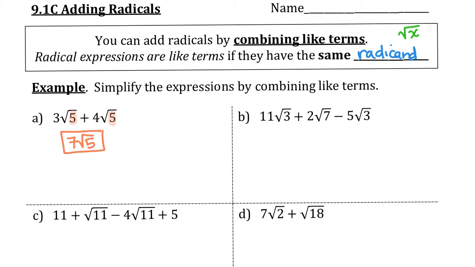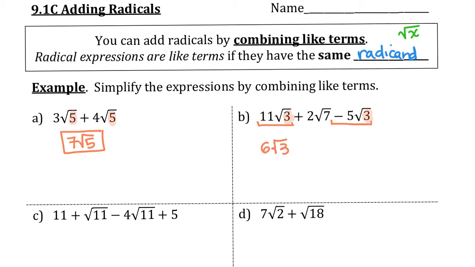Okay, let's go ahead and look at B. It's 11 root 3 plus 2 root 7 minus 5 root 3. The first radicand is the 3, the root 3. This is root 7. Here's another root 3. So those are my like terms right there, the ones that have the root 3s. So I have 11 root 3s minus 5 root 3s, which is going to give me 6 root 3s.